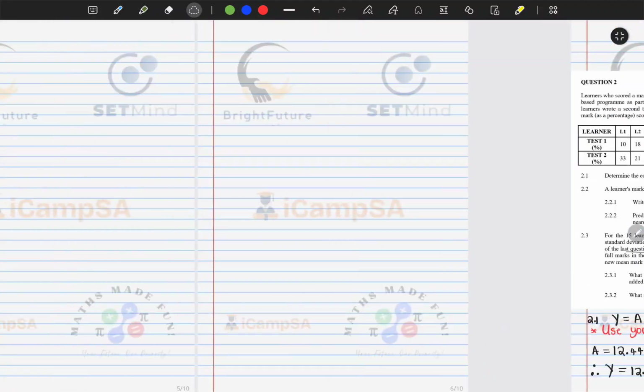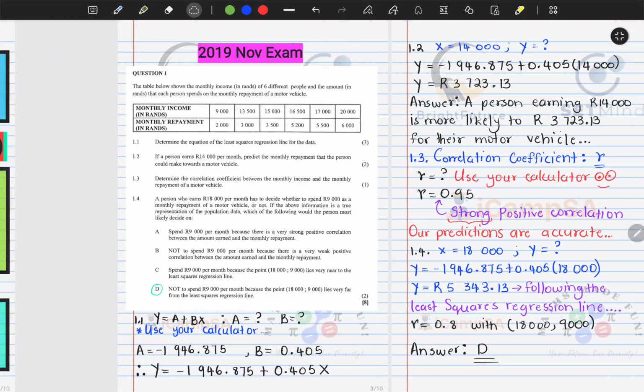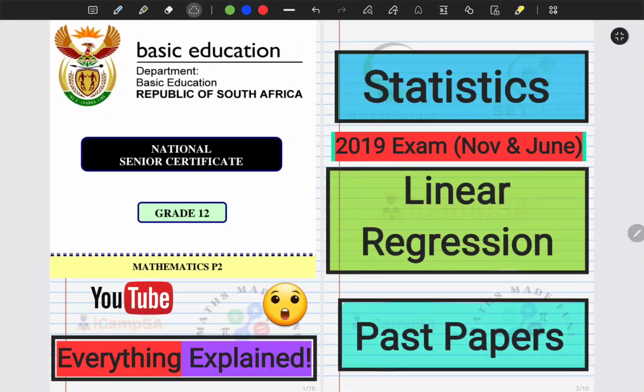So let's pause here for today, guys. Please make sure you look at the approach that we took, and rectify any mistake if you do come across. Look at the questions step by step. Make sure you are able to use your calculator. Here we're doing the 2019 exam, June, and the November exam. Cheers, guys. Take care.